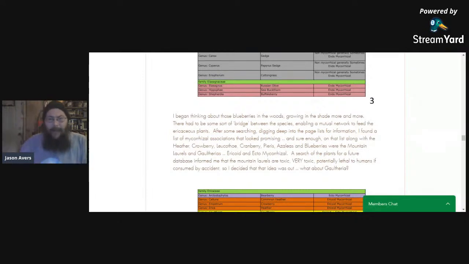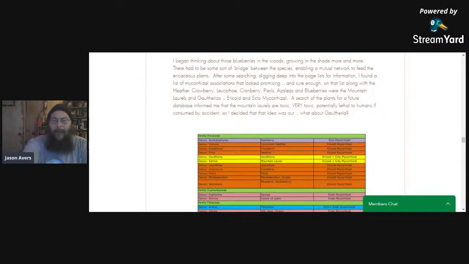So how is it that these blueberries are now in the shade, managing to survive with that limited amount of sunlight? After digging around in the lists of pages of mycorrhizal associations for information, I found a list that looks promising. And sure enough, on that list, along with heather, crowberry, one that I'm not going to try to pronounce, cranberry, azaleas, rhododendrons, and blueberries, are a couple of species, mountain laurels and Gaultheria, which are both ericoid and ectomycorrhizal.